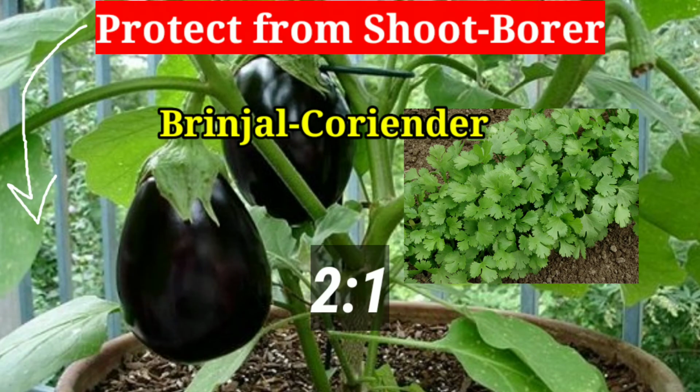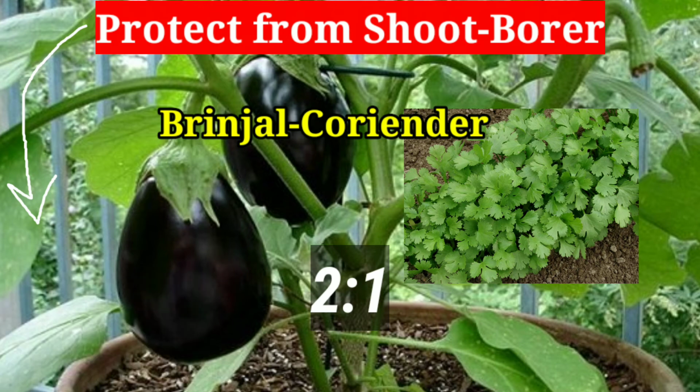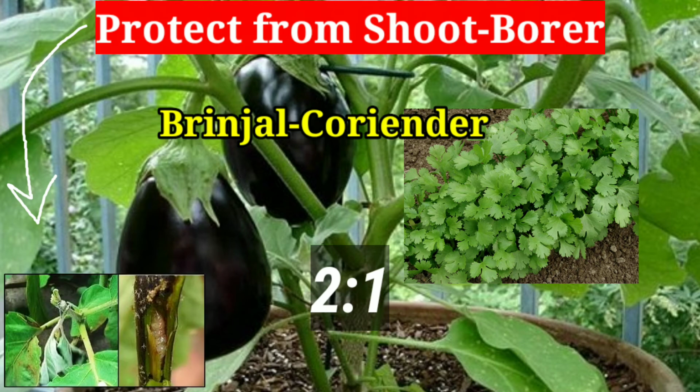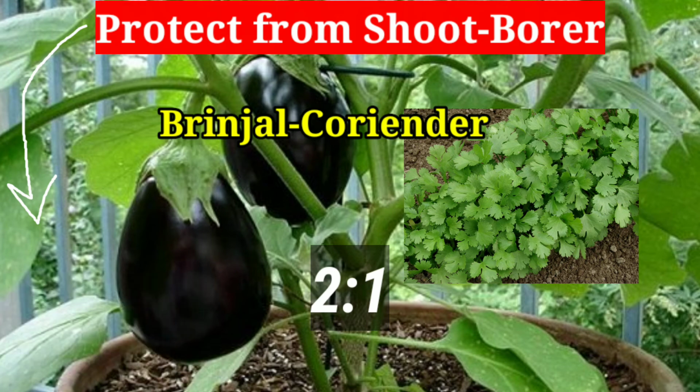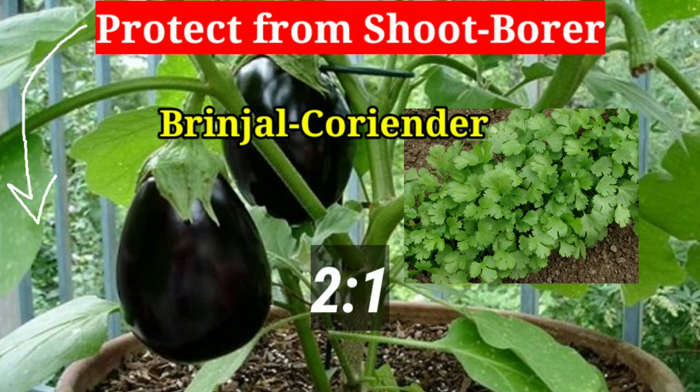The next practice is brinjal-coriander intercropping. By this process, we can easily control shoot borer or fruit borer of brinjal. The main crop and trap crop ratio is 2:1. That means 2 rows of brinjal and 1 row of coriander.